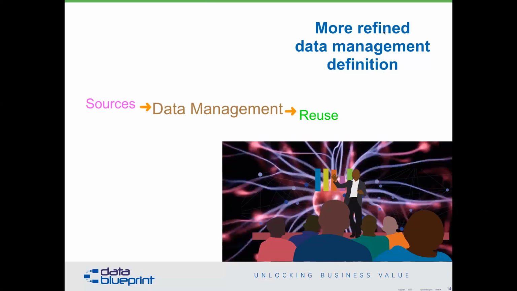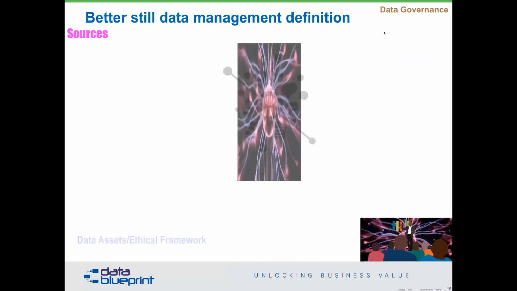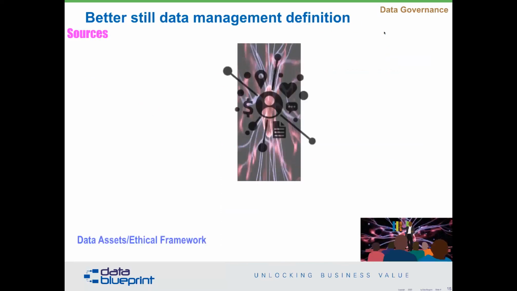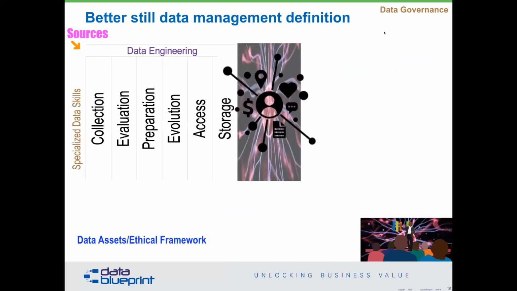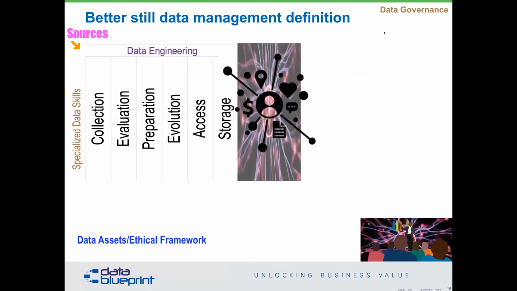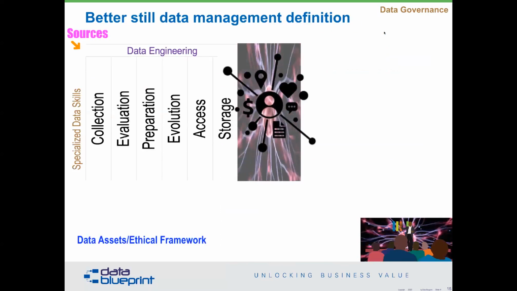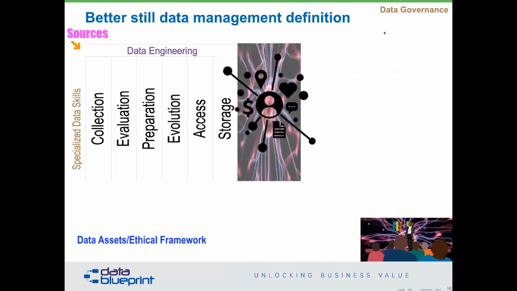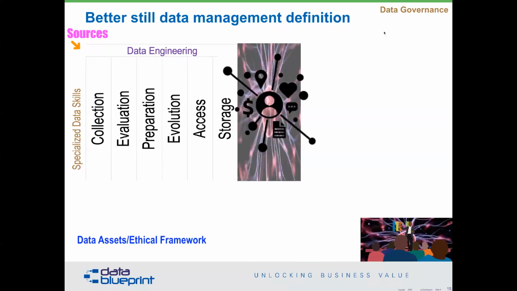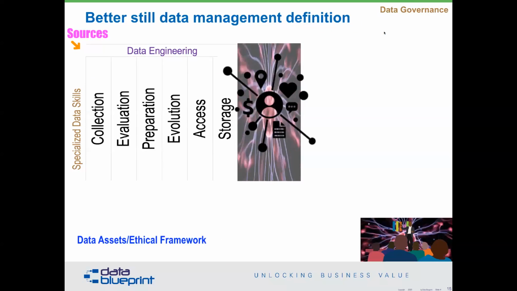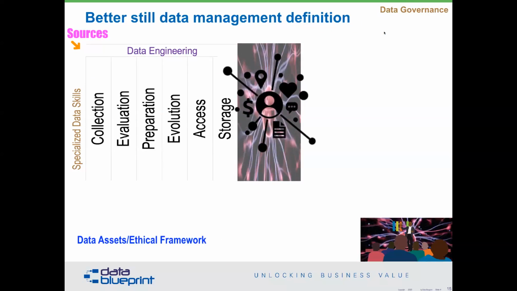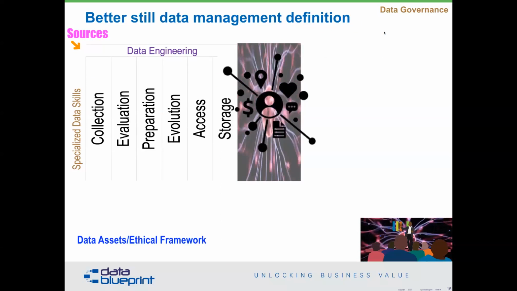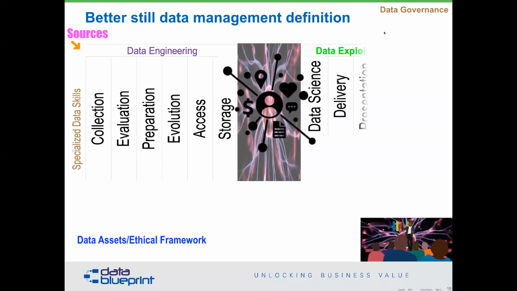And so this is a preview of a slide from the new book that I'm working on, data literacy. The idea here is that while we have sources, there are some specific skills. We tend to talk about things on the left-hand side of this diagram as being data engineering related. And they are specialized data skills in collection, in evaluation, in preparation, in evolution, in access, and storage. That word might be evaluation. I haven't vetted these slides yet. I'll have to go back and check that.